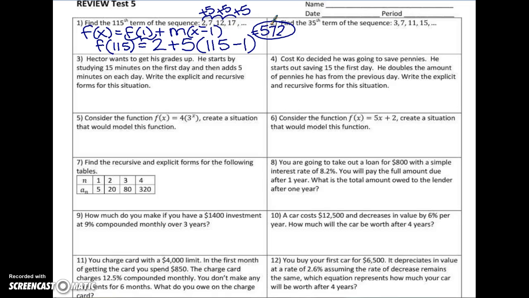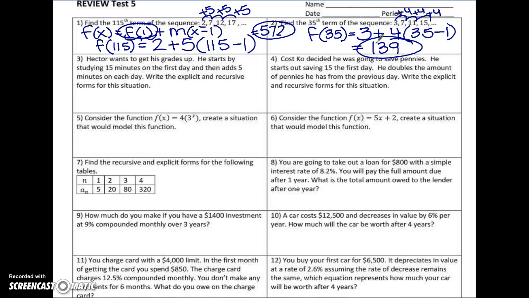Find the 35th term of the sequence. Same idea. I want the 35th term of this sequence. Here we got 3 to 7, 11, 15. This is adding 4. So the output of the first term, f1, is 3. It's adding 4. I want the 35th term, so I plug that in for x. And if we find out the output of that, it is 139. The 35th term is 139.